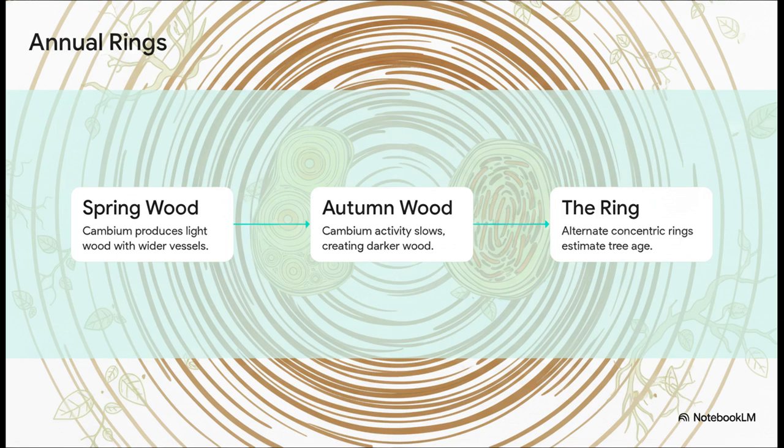It produces springwood, which is lighter in color with wider cavities. But come winter, that activity slows way down. The tree produces autumnwood, which has much narrower vessels and a darker, higher density finish. These alternating concentric rings permanently record a single year of the tree's life. And that's exactly how scientists can read a forest's historical climate record.